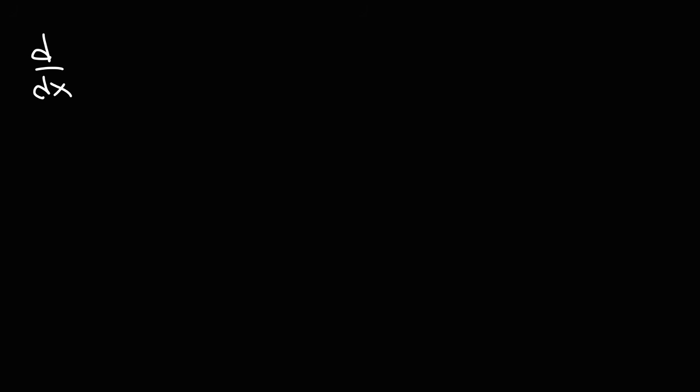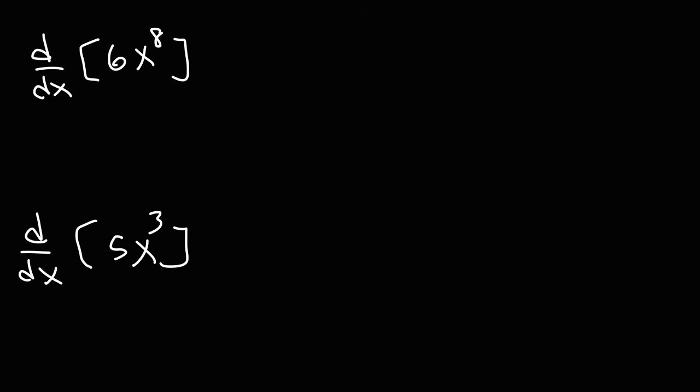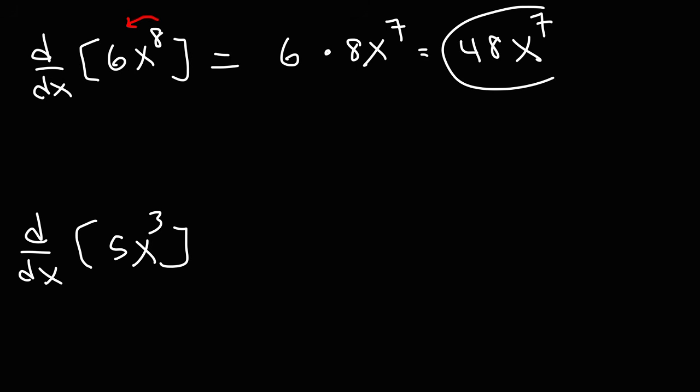Go ahead and try these two examples. The derivative of 6x to the eighth power, and also the derivative of 5x to the third power. So let's start with the first one. We're going to rewrite the constant 6 and then multiply it by the derivative of x to the eighth power. So moving the 8 to the front, it's going to be 6 times 8 times x, and then we're going to subtract 8 by 1, which is 7. So it's 6 times 8x to the seventh power, and then we can multiply 6 by 8. That's going to be 48 times x to the seventh power. So that's the answer for the first example.